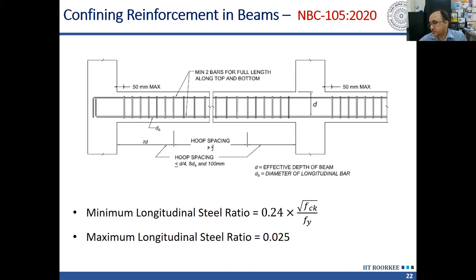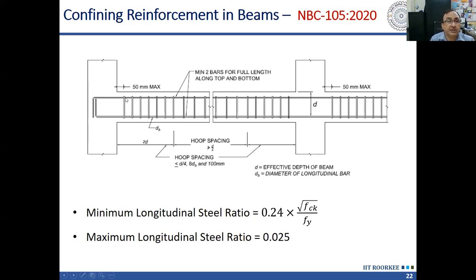So this special confining reinforcement is to be provided near the joint in the beams. In the beams, it is to be provided in a length of 2D, where D is the depth of the beam, effective depth rather. In 2D, we have to provide this. And these are the closely spaced stirrups. The area of these closely spaced stirrups and their spacing has to be calculated as per the code.